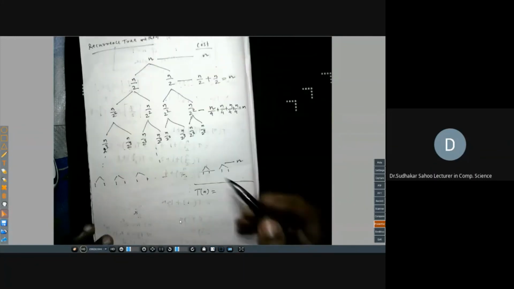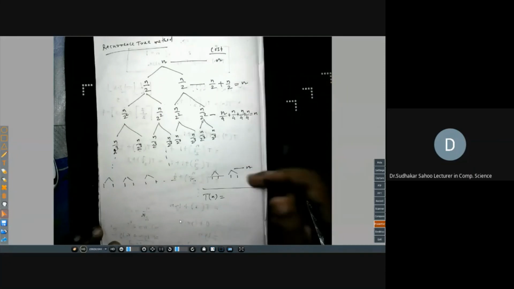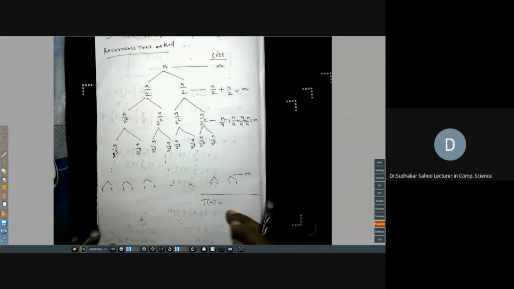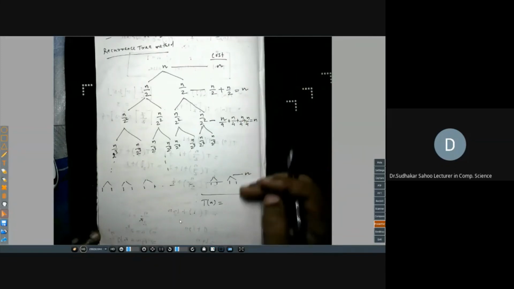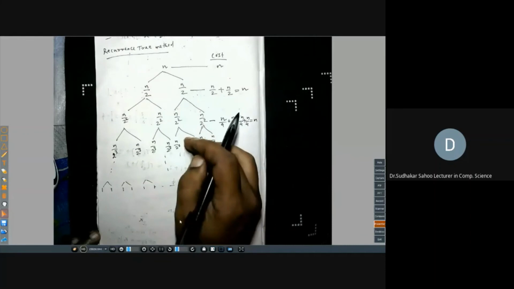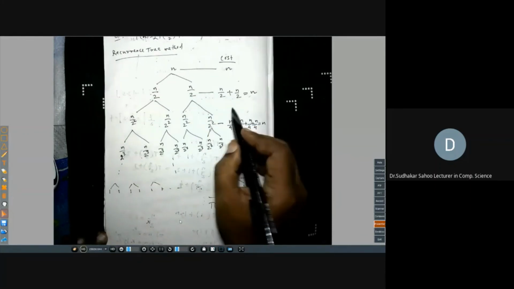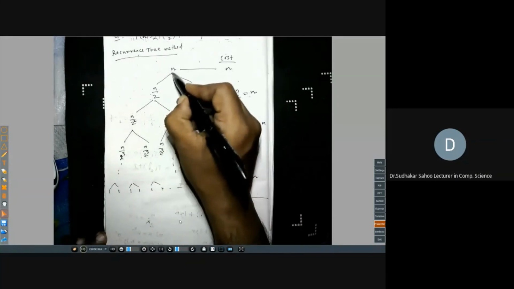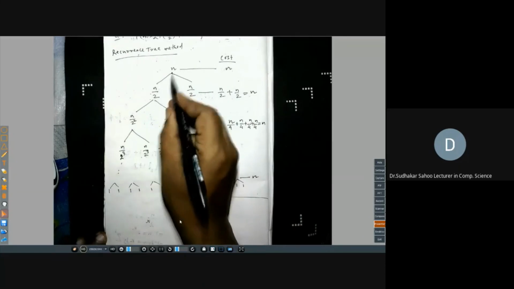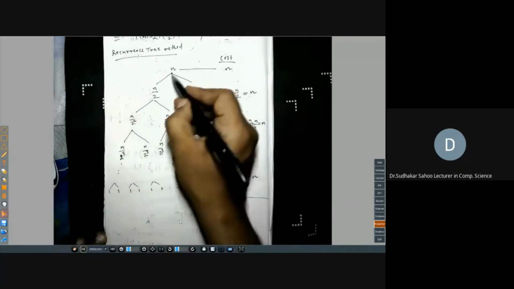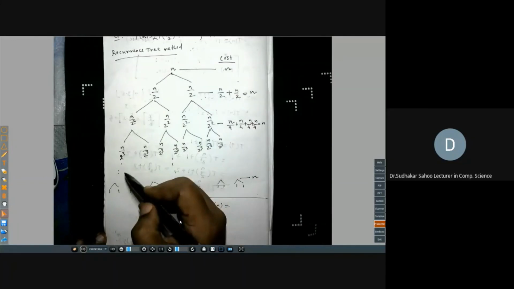How many n's are there? Can anyone tell how many n is present here? If it is 5 times, then 5n is the total cost. If it is 10 times, 10n. How many n are here? This is from the root. This is the number of edges that you are computing. How many edges are there? The height of this binary tree.